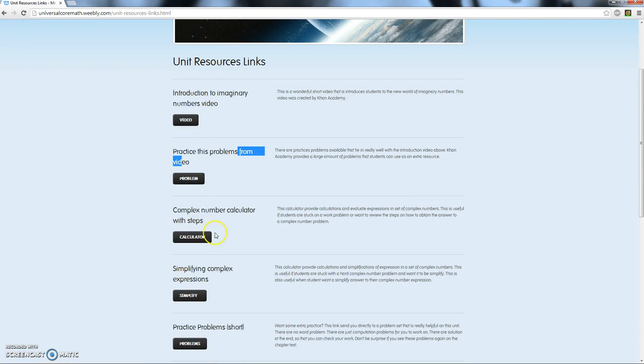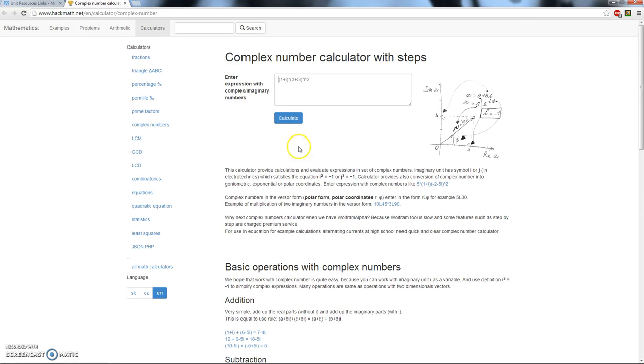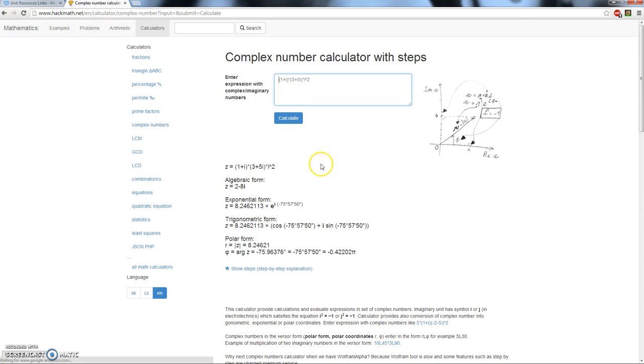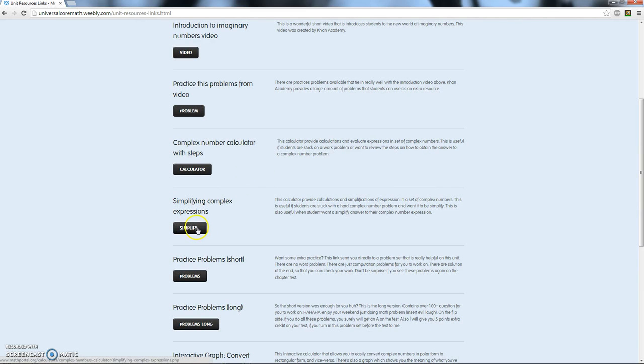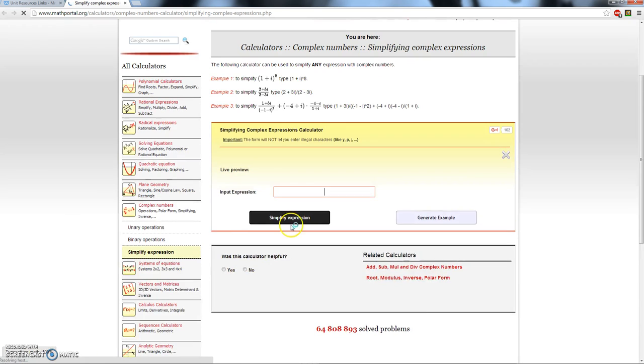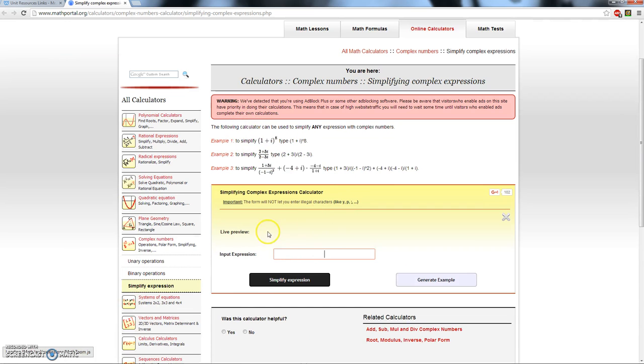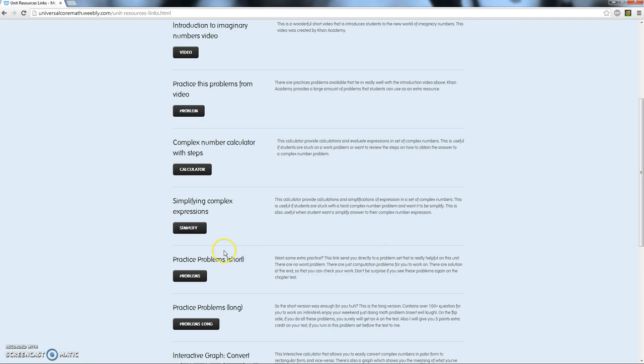Let's look at complex number calculator steps. This is actually the most beautiful part. Here you can actually calculate how to solve. So if kids are stuck within their homework, they can actually come here and calculate it out as well. You have your simplifying complex expressions here as well. So you can do that. This is a good way. Different tools, online resources kids can use.